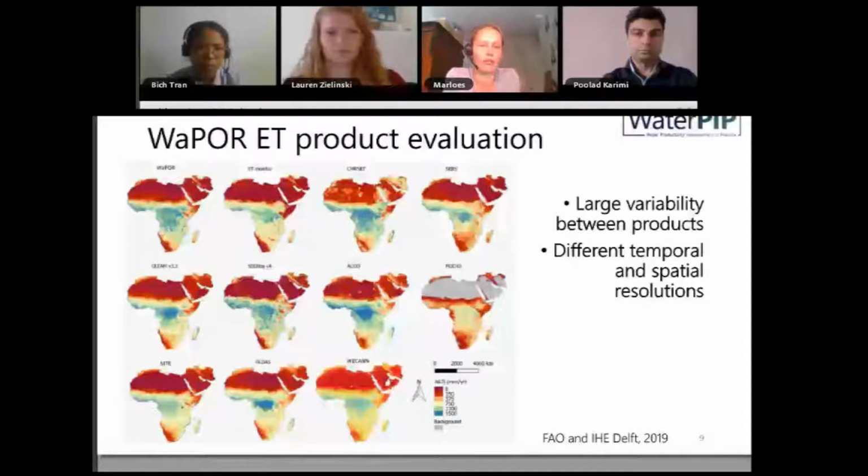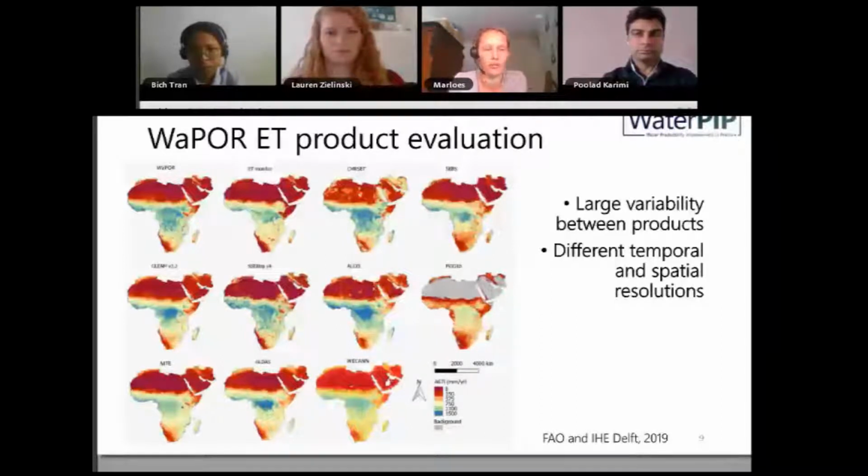So just the background, WaPOR is not the only product and database that is providing evaporation. On the evaporation side, there are many projects, and there's a large variability between the products. And you also see that there's a difference in spatial and temporal resolutions between the different products. So, why do we need this new database, and how much does it really add, and what is the quality compared to these other products?